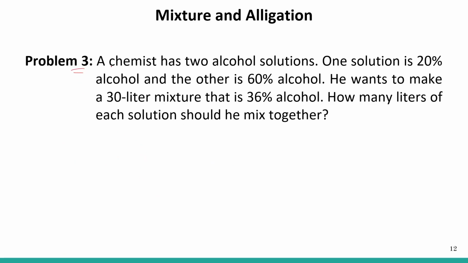So let's try to see problem number 3. A chemist has two alcohol solutions. One solution is 20% alcohol and the other is 60% alcohol. He wants to make a 30 liter mixture that is 36% alcohol. How many liters of each solution should he mix together? So one solution is 20% alcohol and the other is 60% alcohol.